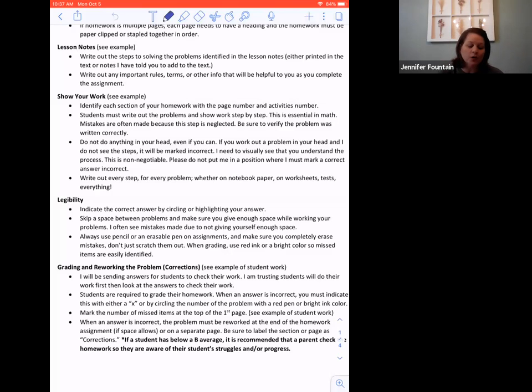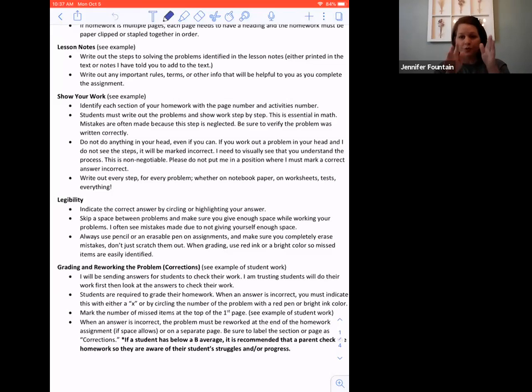Always use pencil or an erasable pen on assignments. I told you guys that I got a lot of this information from Miss Steph. Miss Steph says use pencil only, but I'm totally fine with erasable pen as long as when you erase something, you erase it completely. Do not just scratch it out and move on. That drives me insane, okay? So whether it's pencil or pen, don't just scribble it out and move on. Erase what you've made a mistake on.